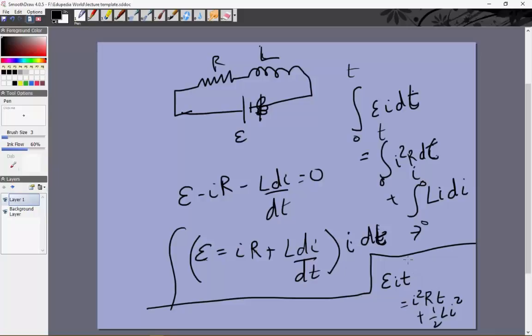We've seen that before. The work done by the battery is EMF multiplied by the charge it sends out, because EMF is basically work done for a single unit charge. So this is work done by the battery. This is I square RT, the energy dissipated.